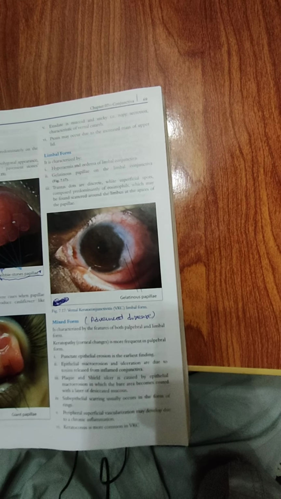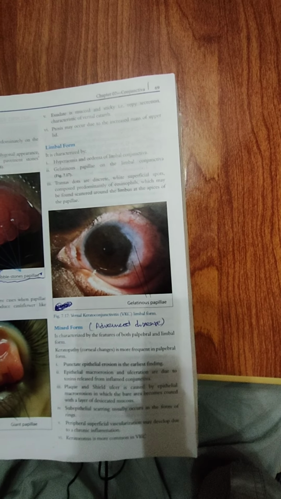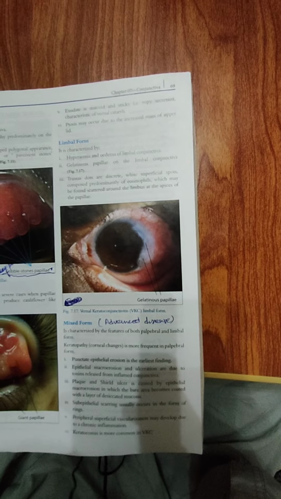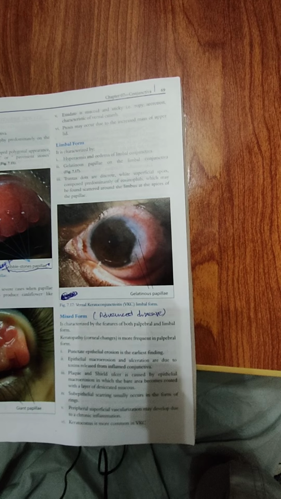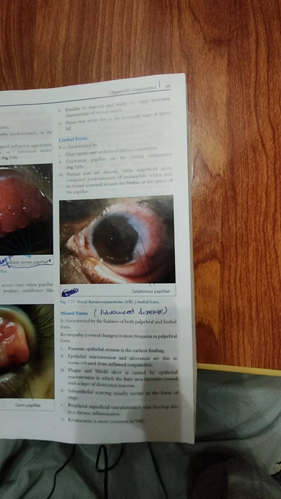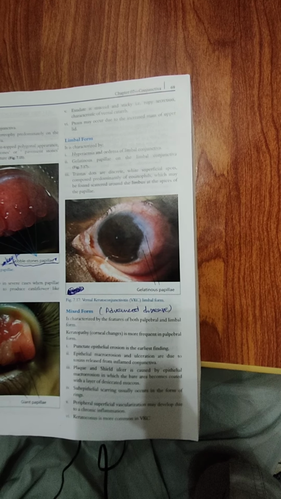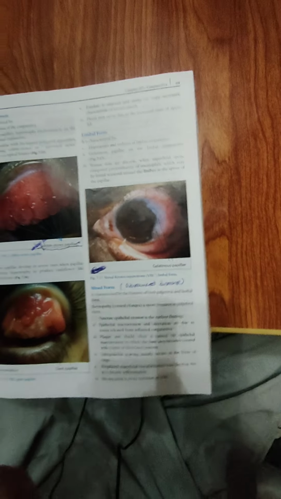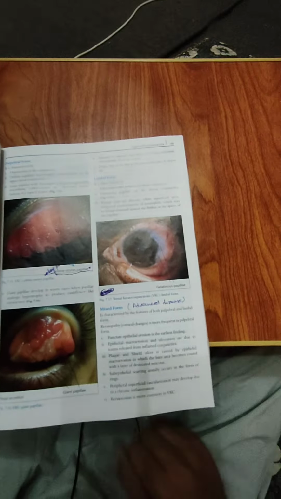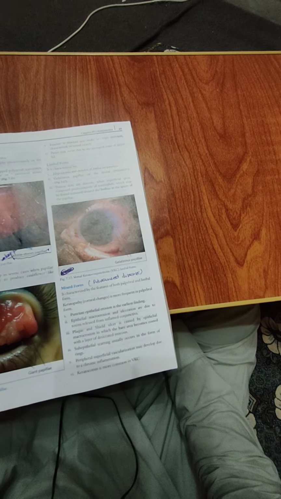Limbal form: it is characterized by hyperemia, edema of the limbal conjunctiva, gelatinous papillae on the limbal conjunctiva, and Trantas dots. Trantas dots are discrete white superficial spots composed predominantly of eosinophils which may be found scattered around the limbus at the apices of papillae. Mixed form: it is characterized by the features of both palpebral and limbal form.